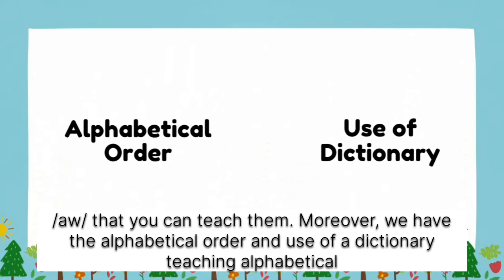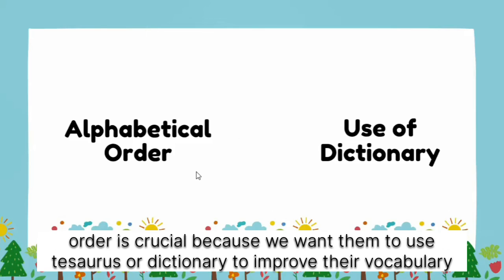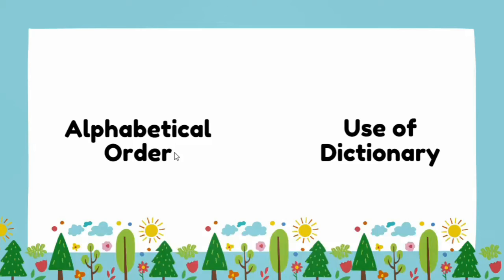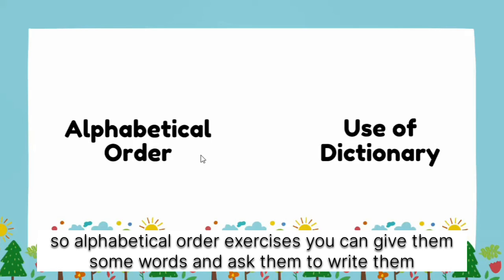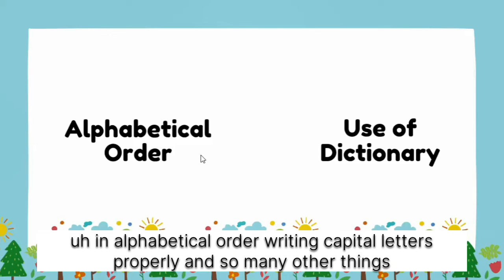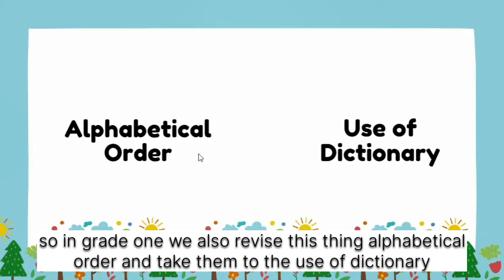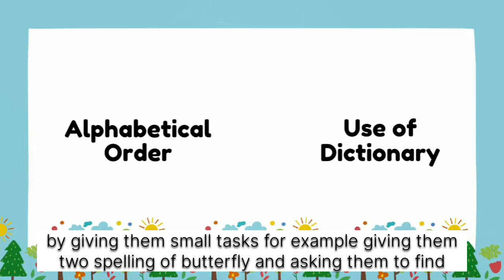Moreover, we have the alphabetical order and use of the dictionary. Teaching alphabetical order is crucial because we want them to use a thesaurus or dictionary to improve their vocabulary. So for alphabetical order exercises, you can give them some words and ask them to write them in alphabetical order, writing capital letters properly, and so many other things. So in grade 1, we also revise alphabetical order, and take them to the use of the dictionary by giving them a small task.